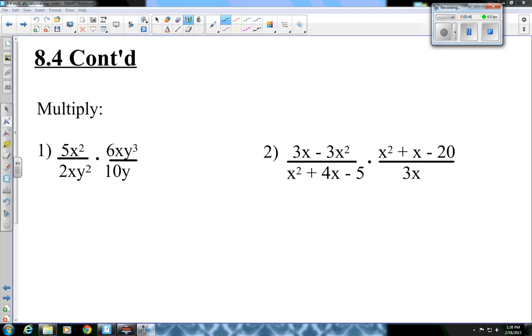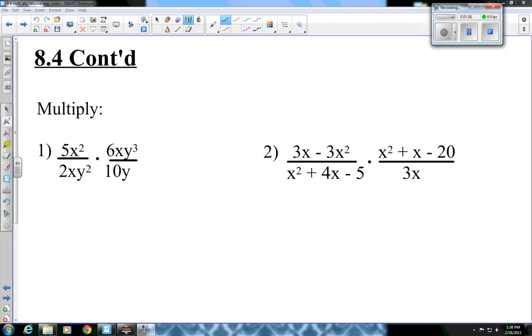So let's look at number 1 here. By the way, when you do your assignment today, the very first thing you will do on every problem is write down the problem. So don't forget to do that. 5x squared over 2xy squared times 6y cubed over 10y.